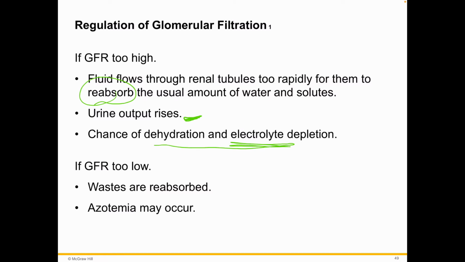If the glomerular filtration rate is too low, what ends up happening is waste just kind of hangs out in the bloodstream. It doesn't get filtered out. It can also lead to too high levels of water, or edema, and azotemia may also start occurring.